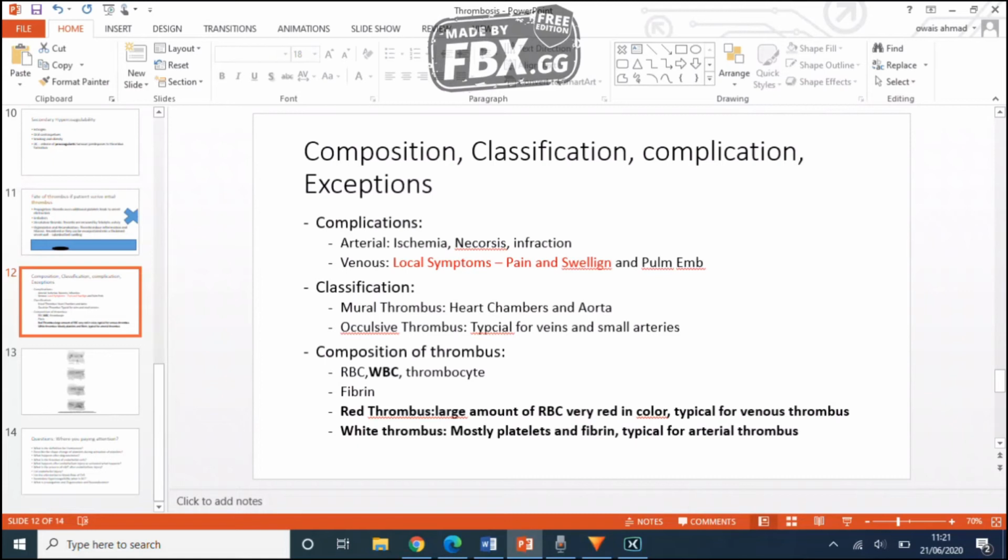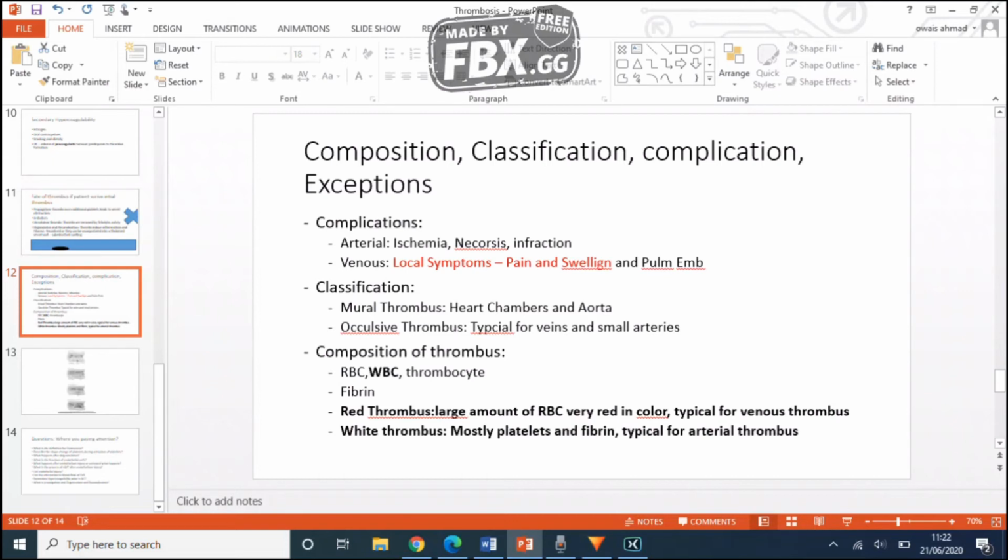Now, complication classifications and the exceptions. So complications in the arteries. What do you get when you have a thrombus in the arterial places? So essentially, what you get is obviously ischemia. What can you get from the venous? You can get deep vein thrombosis and pulmonary embolism.